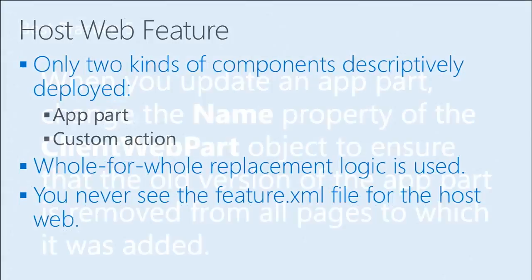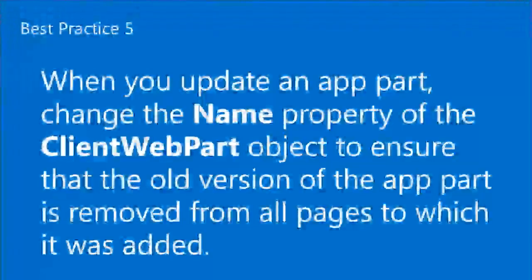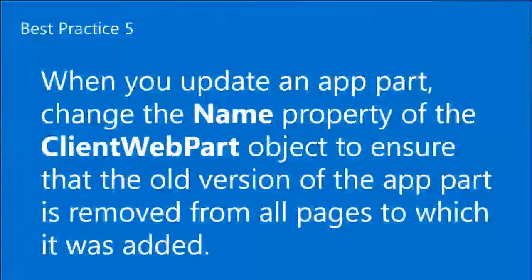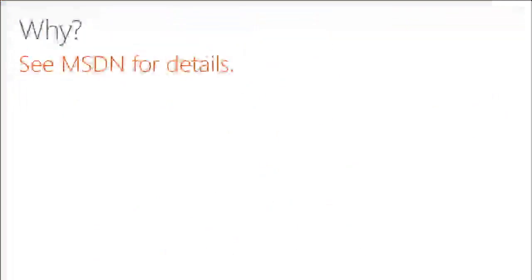Now, there is a best practice connected with the host web. When you update an app part, be sure to change the name property of the client web part object. You need to do this to ensure that the old version of the app part is removed from all pages to which it was added. Why? I'm just going to refer you to MSDN for why. Basically, the idea is that you'll end up with pages having the old version of the app part and other pages on the very same website having the new version of the app part.